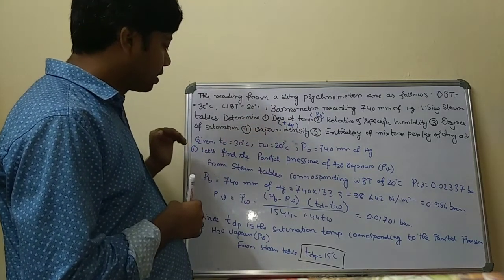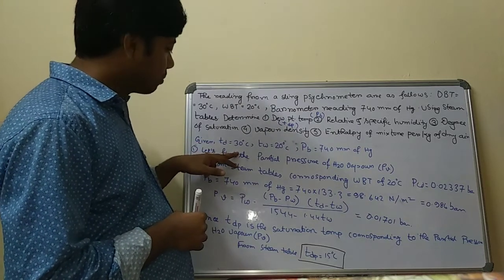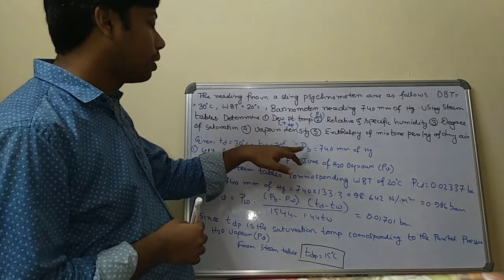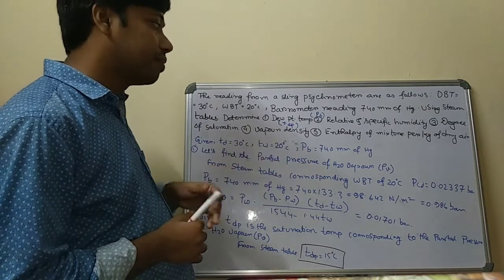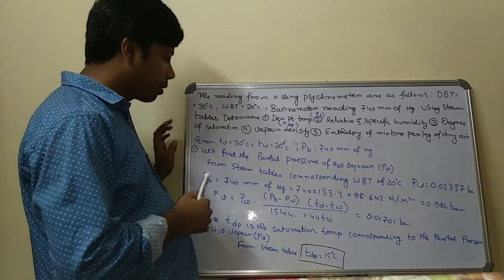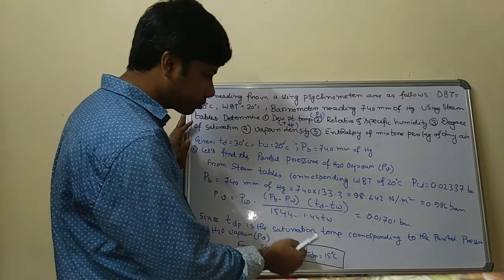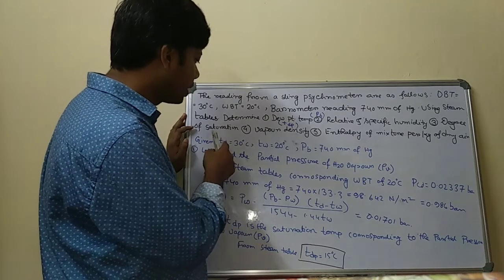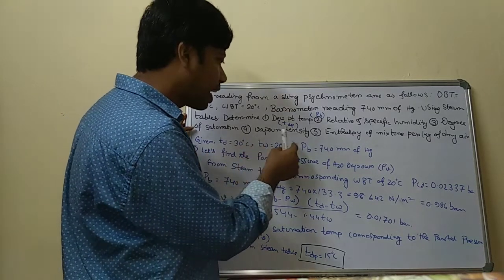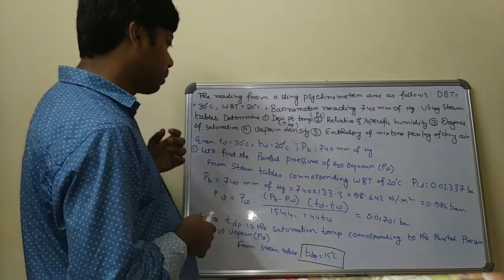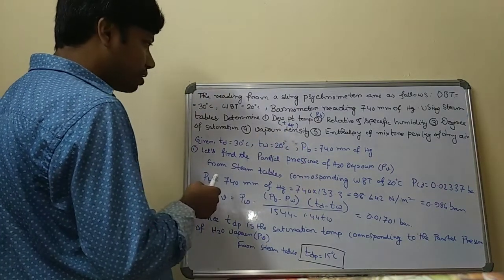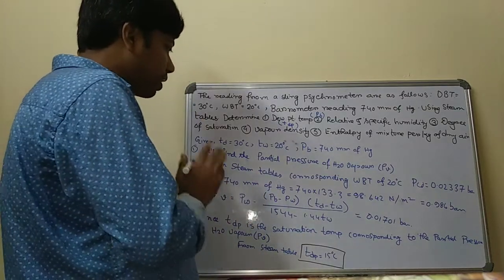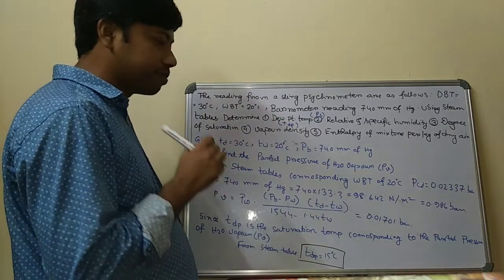In this problem, TD is given as 30 degrees centigrade, the dry bulb temperature. The wet bulb temperature is given as 20 degrees centigrade, and the barometer reading is given as 740 millimeter of Hg. Now you have to calculate the dew point temperature. Corresponding to the dry bulb temperature, wet bulb temperature, and barometer reading, let's find the partial pressure. First you have to find the partial pressure of water vapor, that is PV.